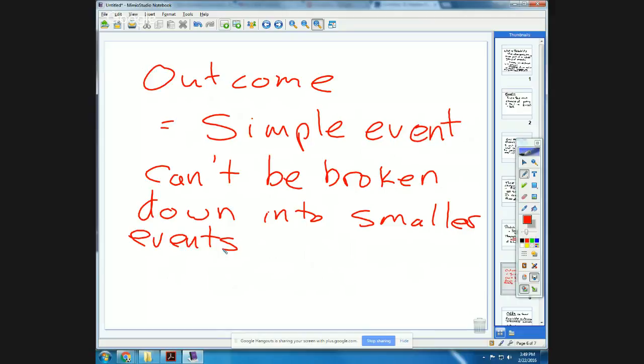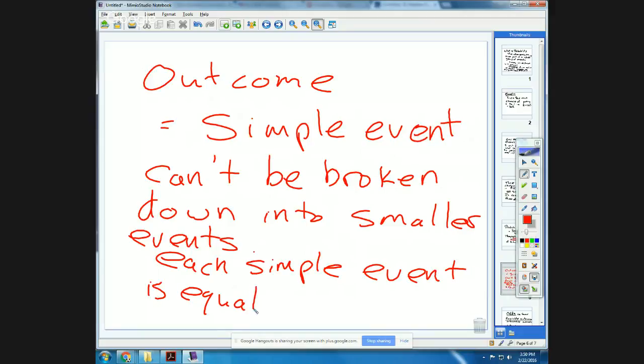And another thing for the definition I just gave, we want each simple event to be equally likely. If that's not the case, the definition of probability I gave doesn't work. So I'll give you an example.